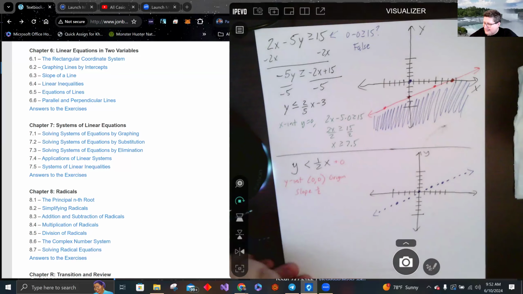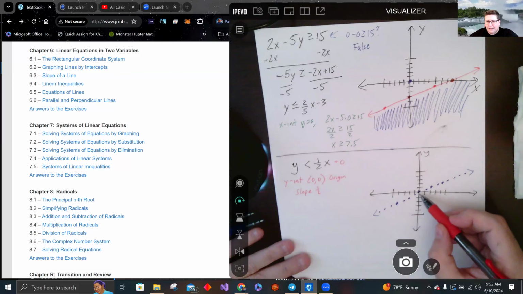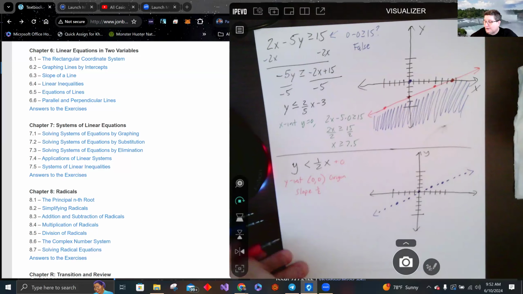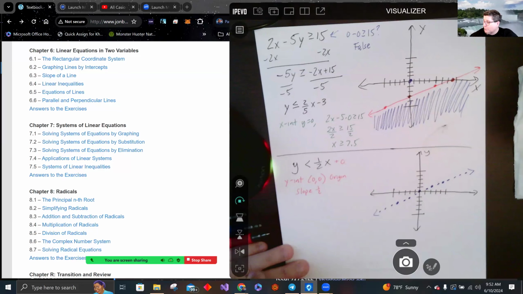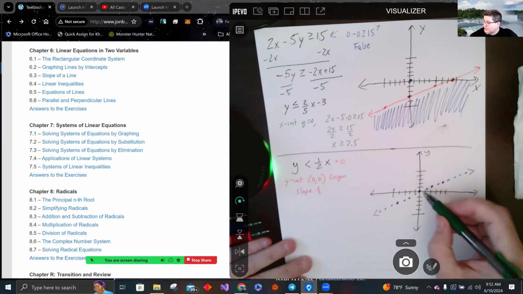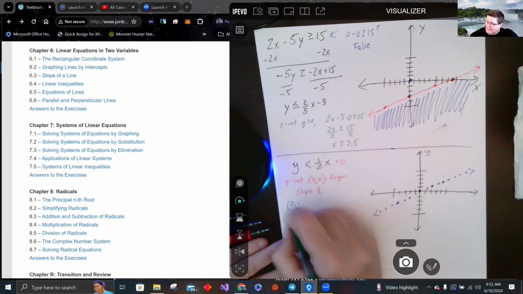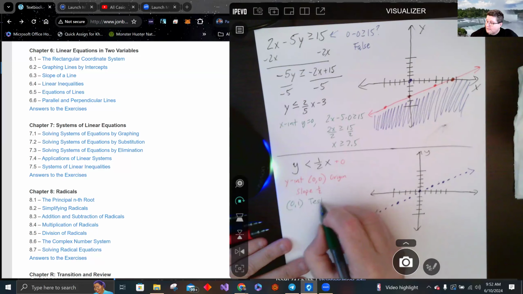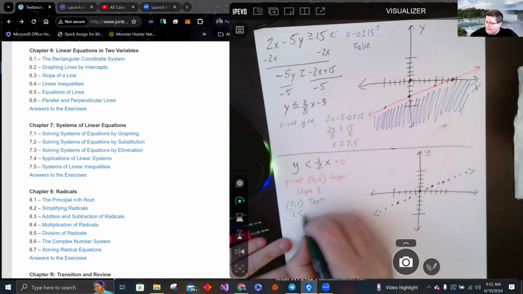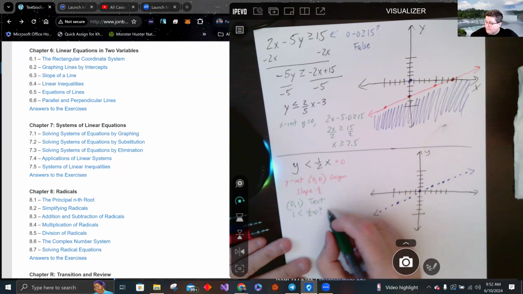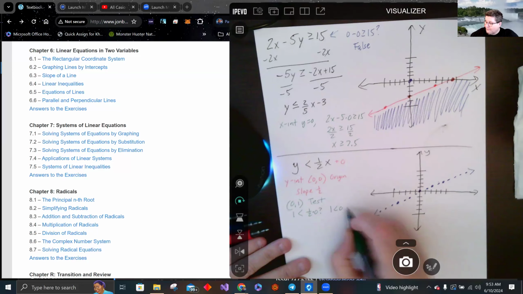And you'll see that (0, 0) is now on the line, so I can't test (0, 0). I need to test a point not on the line, so I can choose (0, 1) or (1, 0). In fact, I'll do both. If I test (0, 1), I have 1 is less than 1/2 times 0. 1 is less than 0. That's false.